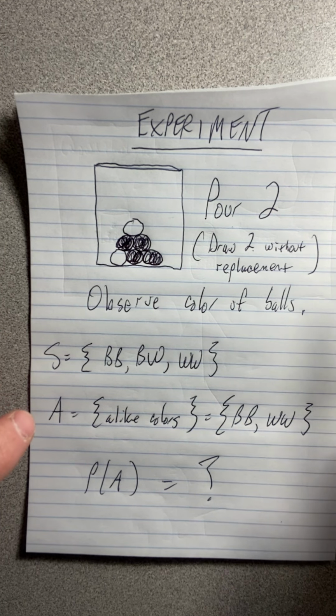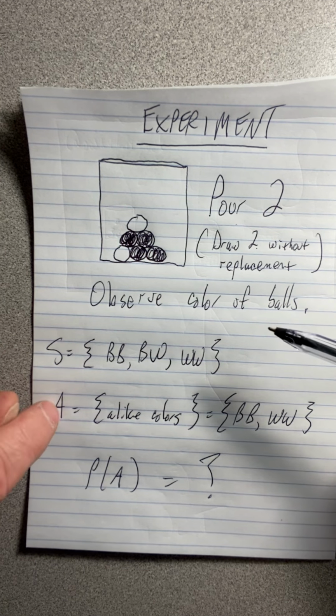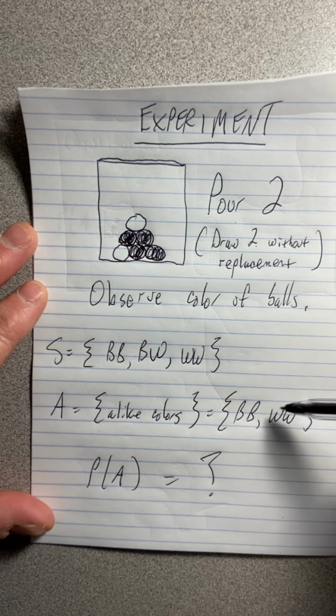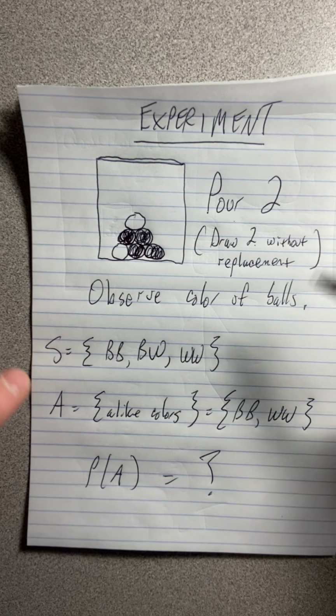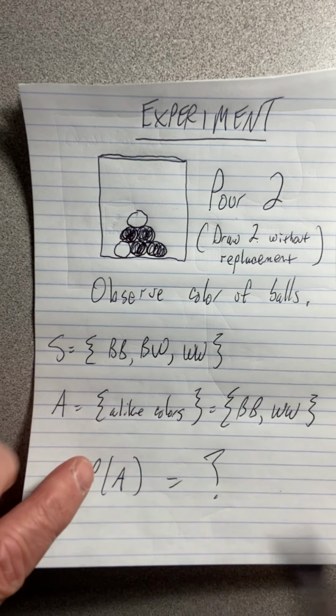Now I'm going to talk about an event. An event is a subset of this sample space, and the event is alike colors. If the colors are alike, that means we either have 2 blacks or we have 2 whites. And the question in this video is, what is the probability of alike colors?